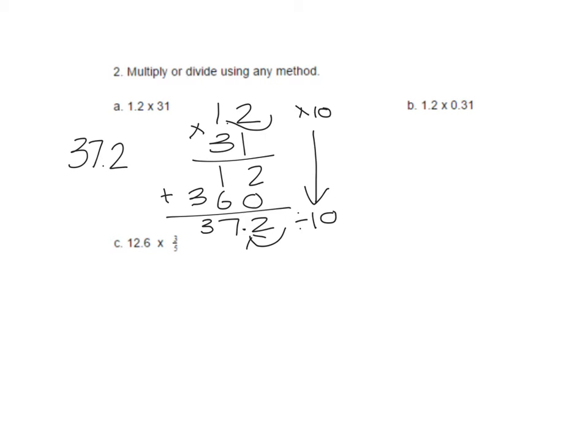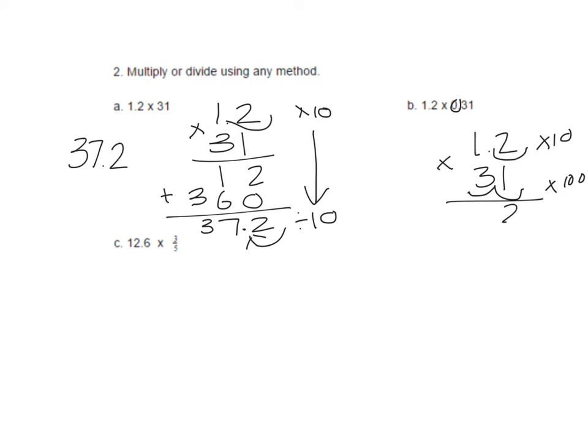For B, I'm going to do the same thing. I have 1 2/10 times 31/100. I'm going to not put this 0 down because that's just one more place that I have to do, but it has no value. So I don't need it. I have 1 2/10, I have to multiply it by 10 to make it a whole number. 31/100, I have to multiply it by 100 to make it a whole number. Now I can multiply it as normal.